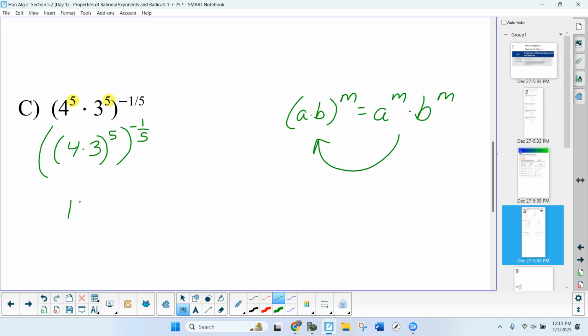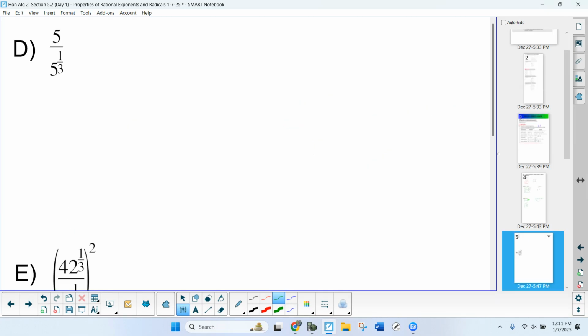12. And then power of a power, what are you guys going to do here? Multiply. What's 5 times negative 1/5? Negative 1. Can you leave a negative exponent in your answer ever? So what does this become? 1 over 12. Thoughts on C? Okay. D?